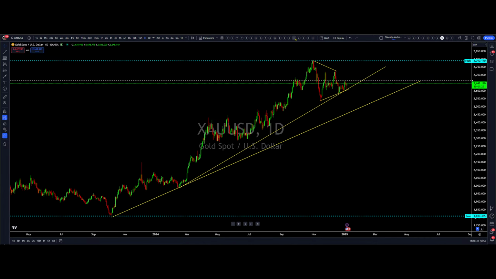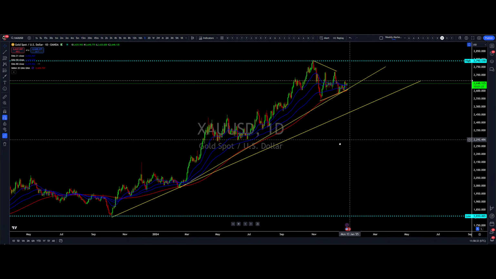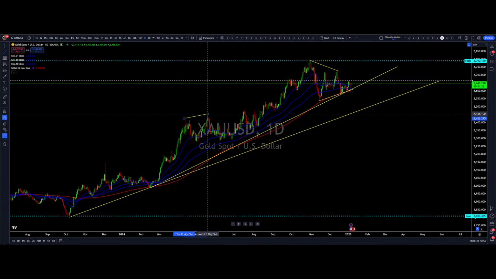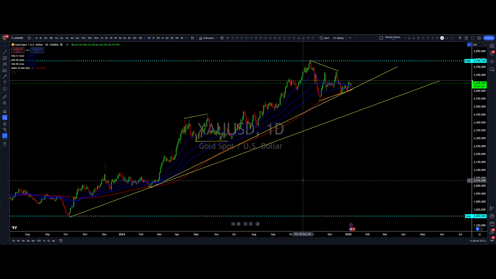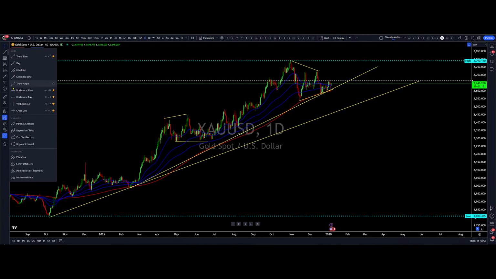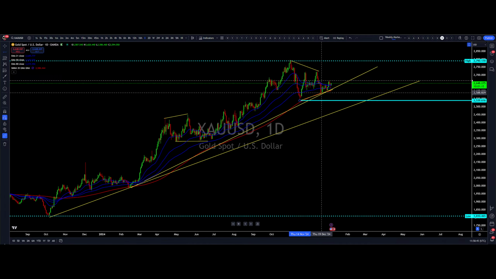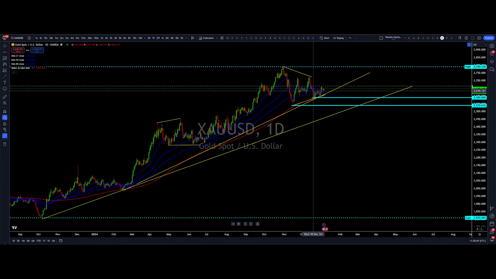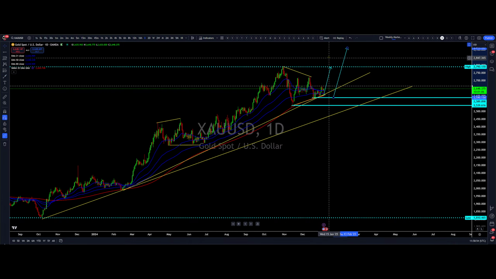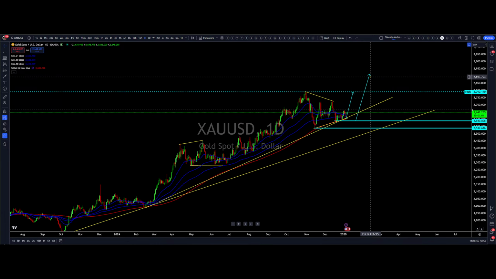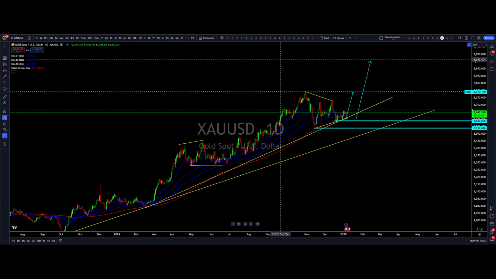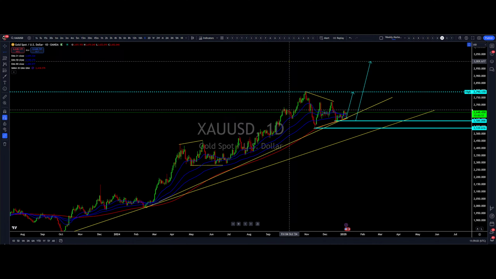Or simply, let's just pull out the moving averages. So we are still holding these lows, these areas. So simply continue up to this top, or as I said, the target is the 3,000. So the target is 3,000.